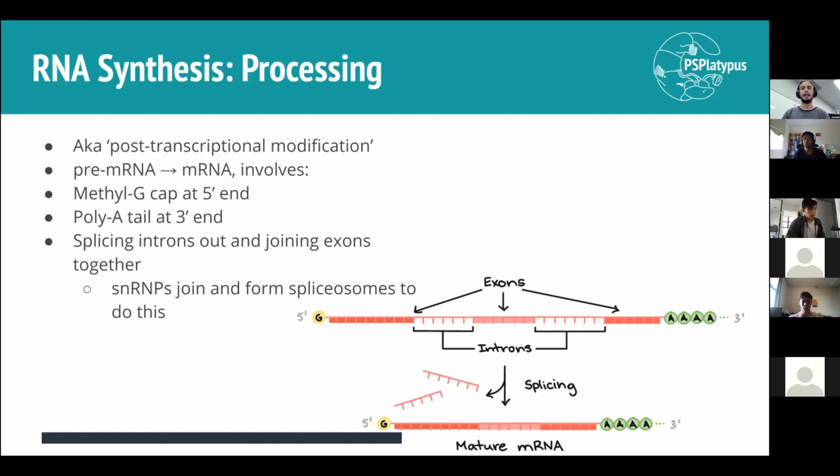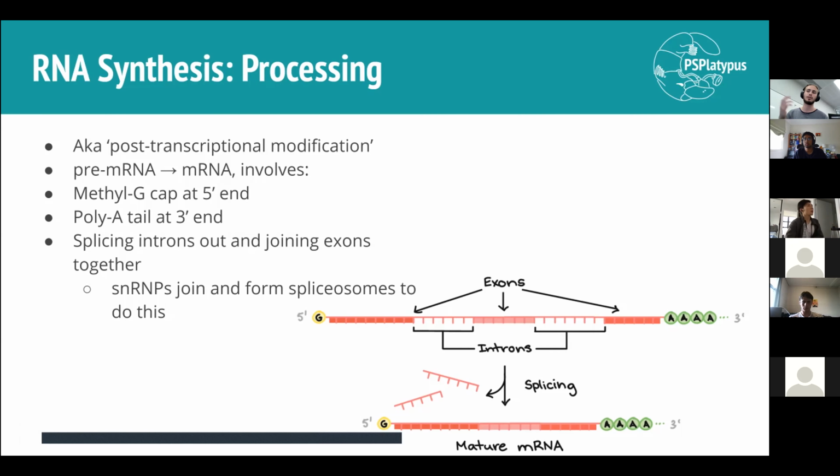And the other thing that it has to do is splice out introns. So we have something called SNRPs, and they join together to form things called spliceosomes. Those are what splice out the introns, right? So that we only have the exons.